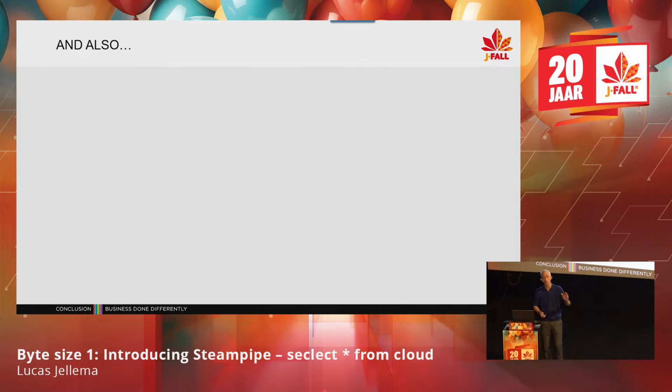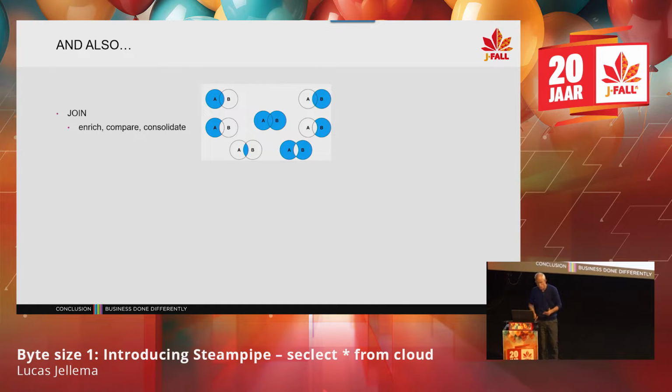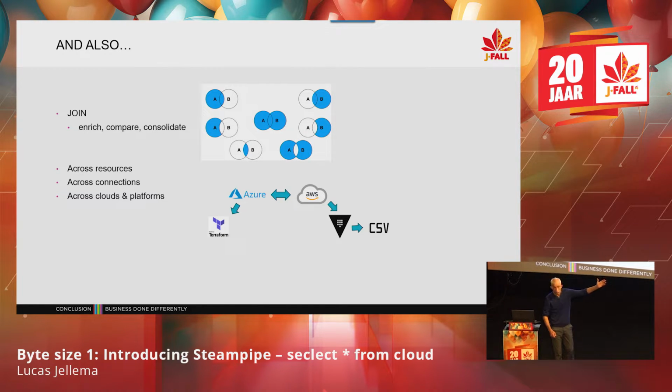SQL also allows us to do joins. So can Steampipe also allow us to do joins? Well, actually it can. So all the joins that you know from regular SQL are available now with the information that you retrieve about your cloud resources, and about what's running in Kubernetes, and about what's on your file system and in your CSV files. So you can join across resources in the same cloud environment, across connections to the same environment, and even across clouds and platforms, across different environments. So a SQL query that uses information from these various platforms is perfectly possible.